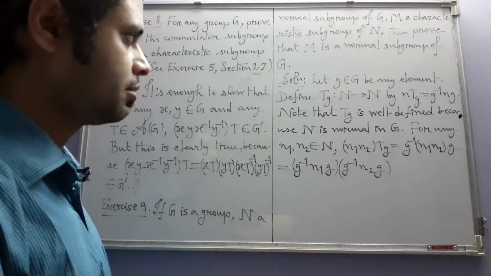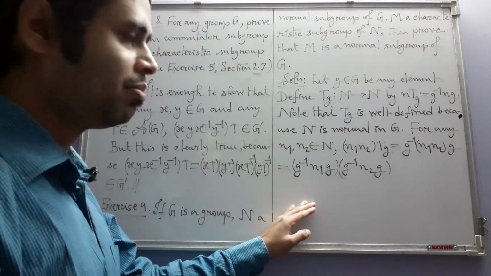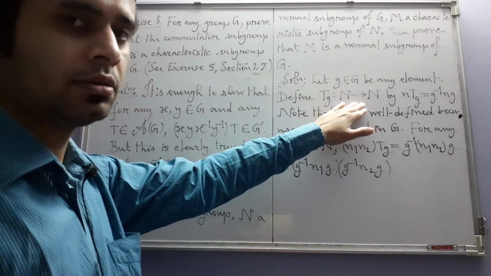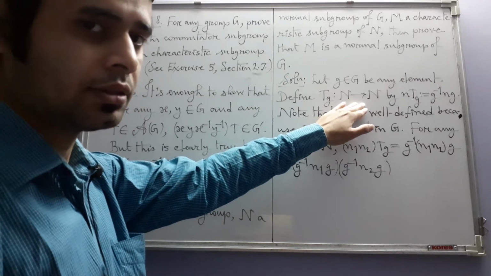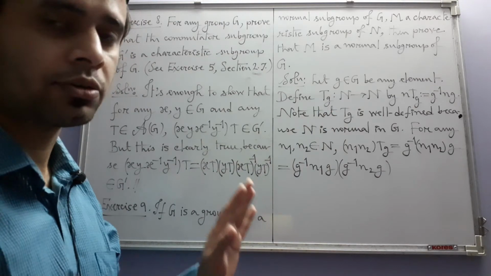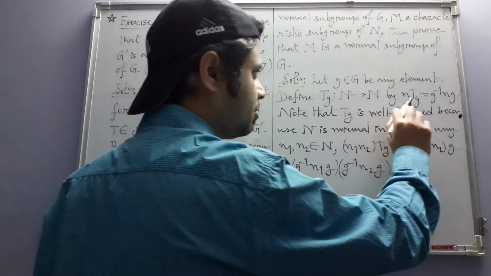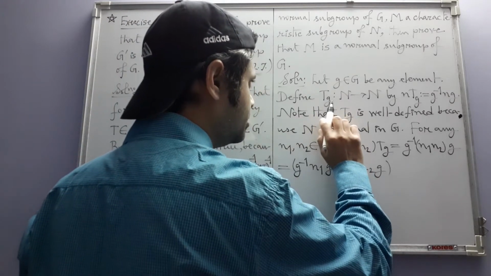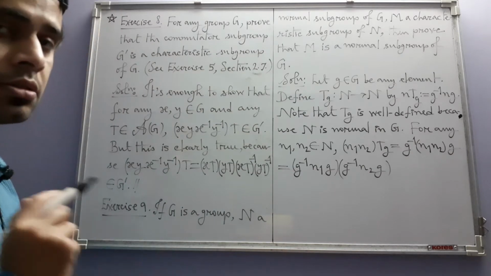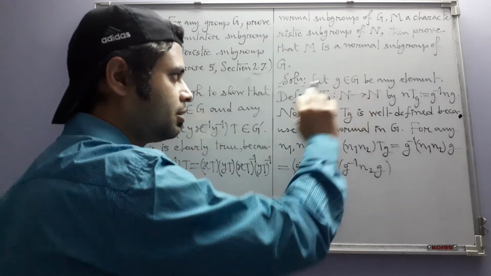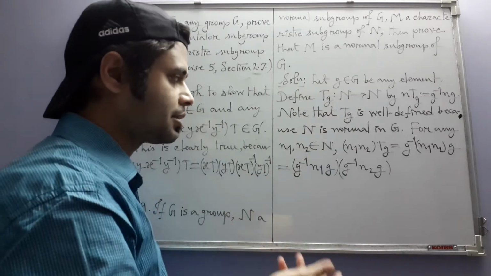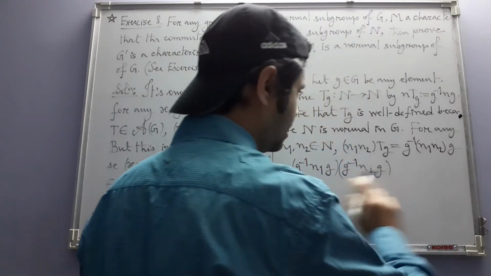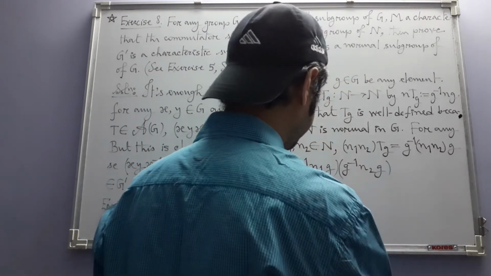Note one thing, that we may mistake Tg for an inner automorphism of N. That is not true. Tg is not an inner automorphism of N. Although it looks like an inner automorphism, it is not. For that to happen, this g should come from N itself, which is not necessarily true. g is an arbitrary element of G, so small g may as well have come from outside of N. So that's why we are repeating all the things essentially.